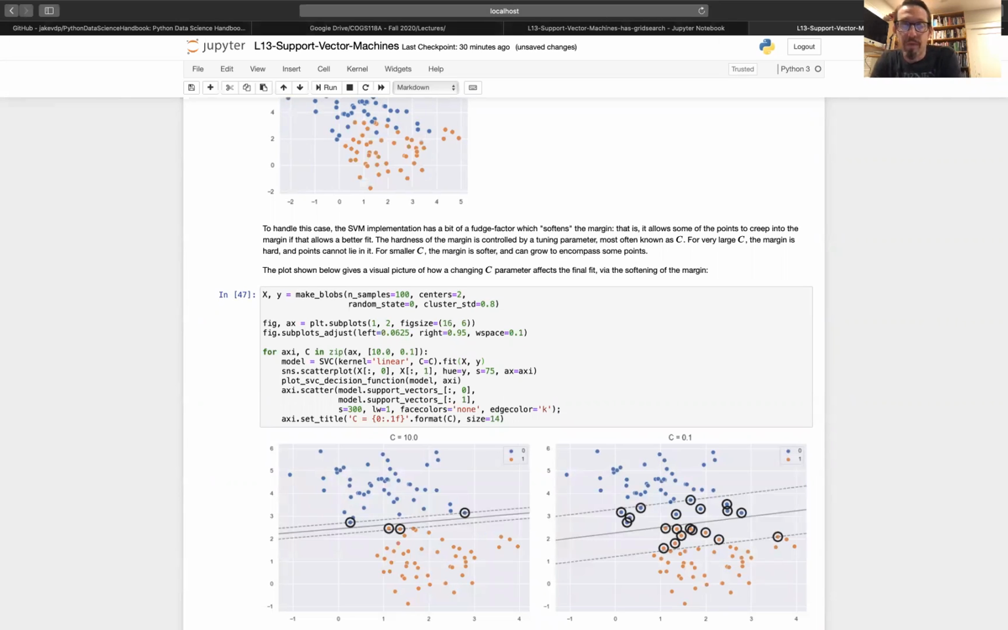So here we go. As I said, when C is large, it exactly fits the margin that's there in the data, which is a tiny, tiny margin here on the left. When C is small, we let it have some slack, and we let some of these data points be outside the margin, and we're not trying so hard to regularize.